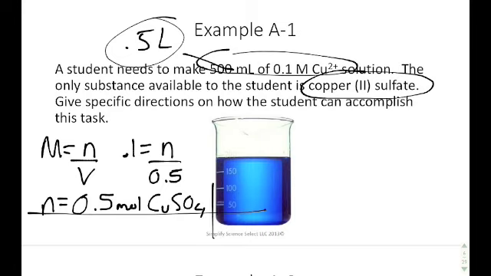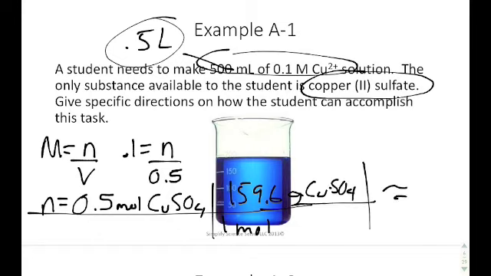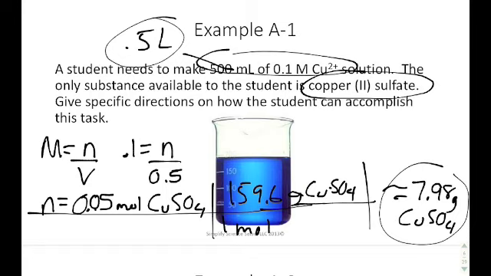So you can go ahead and do your stoichiometry. And when you do this, 1 mole is about 159.6 grams of copper sulfate. Okay, so once you multiply all this out, the total mass that you need is approximately, oh, this is 0.1, this is 0.05, sorry. It ends up being about 7.98 grams. So you have about 7.98 grams of copper sulfate, and you would mix it in with water, and you would fill it to the line.